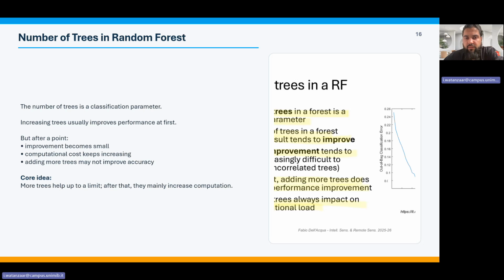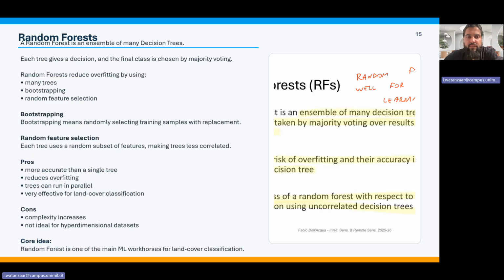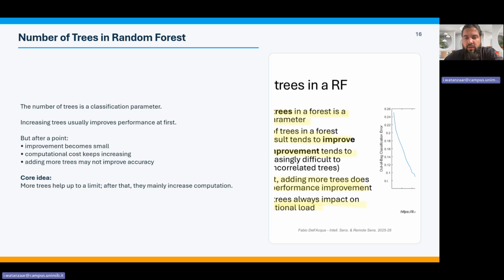Number of trees in the random forest. We have seen that many trees. So now we're looking into the number of trees in the forest. The number of trees is a classification parameter. So this is exactly it: the number of trees acts like classification parameters. Based on these number of trees acting as parameters for taking the decision, the more parameters or trees you have, the more accurately they will identify a certain pixel value, overcoming the overfitting.